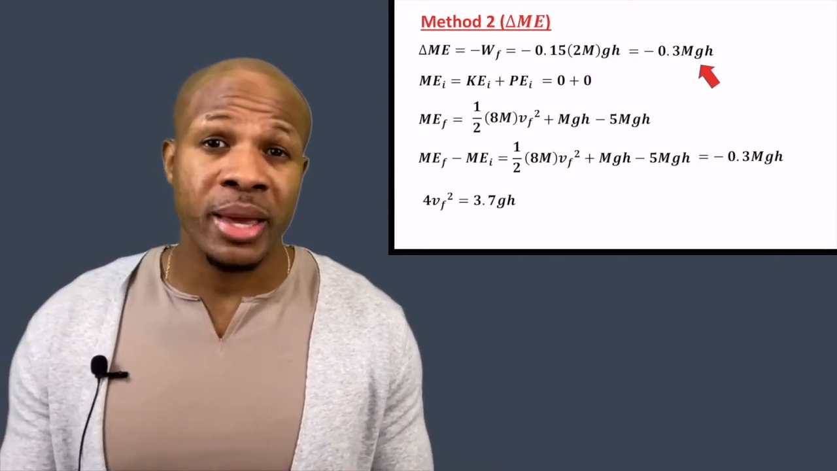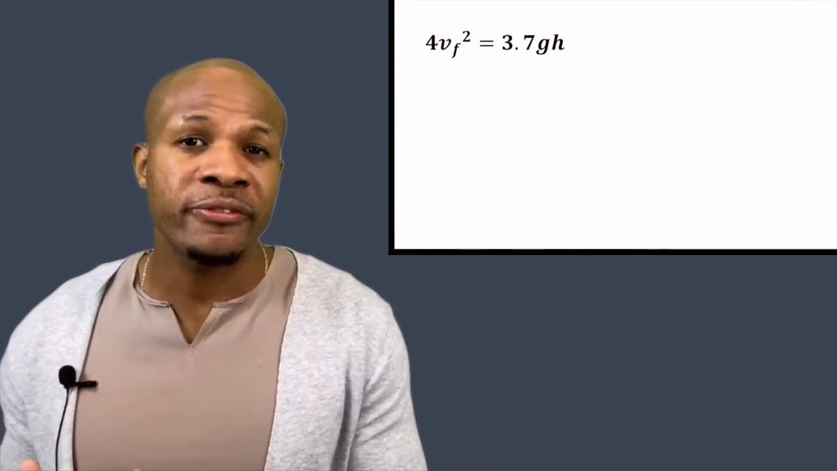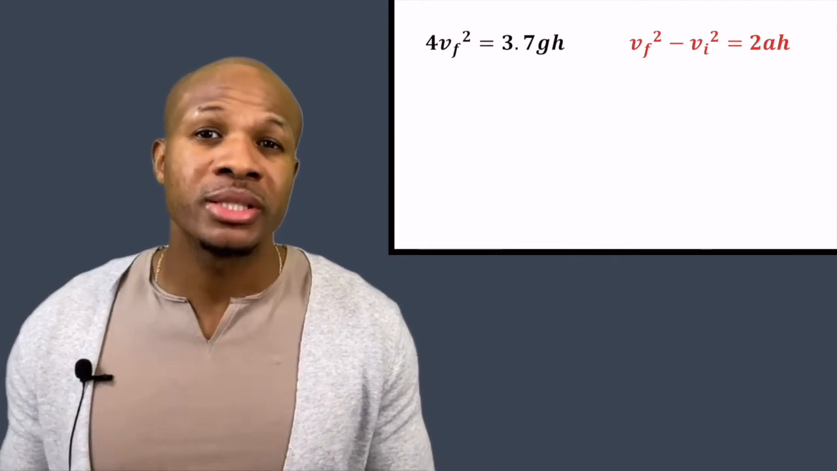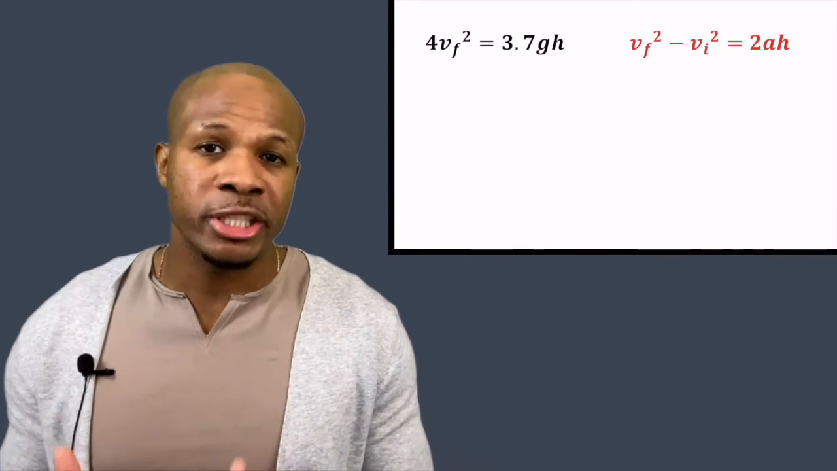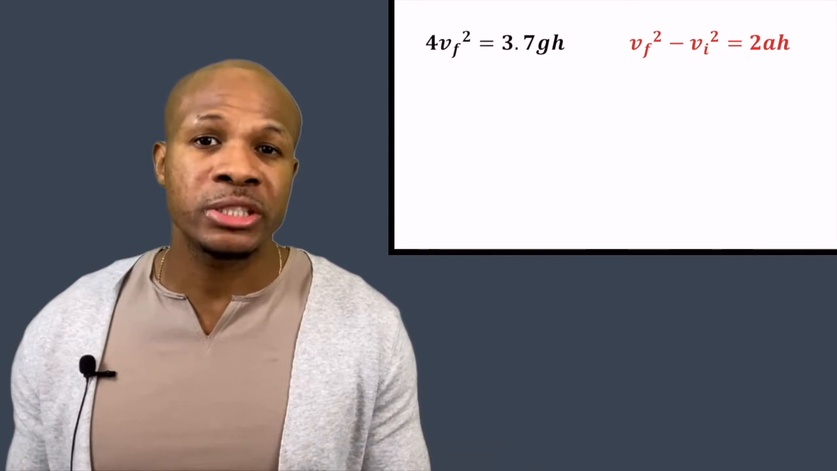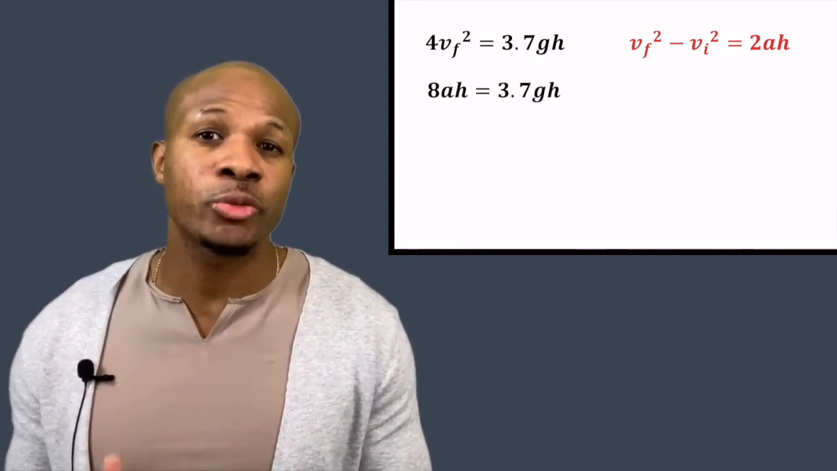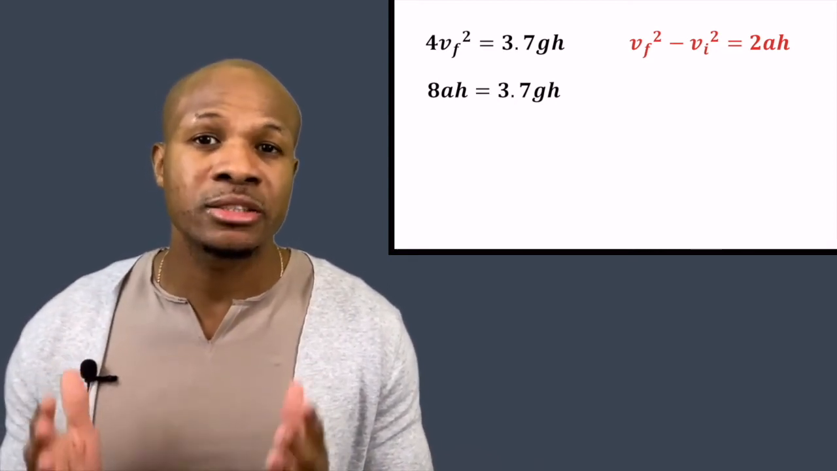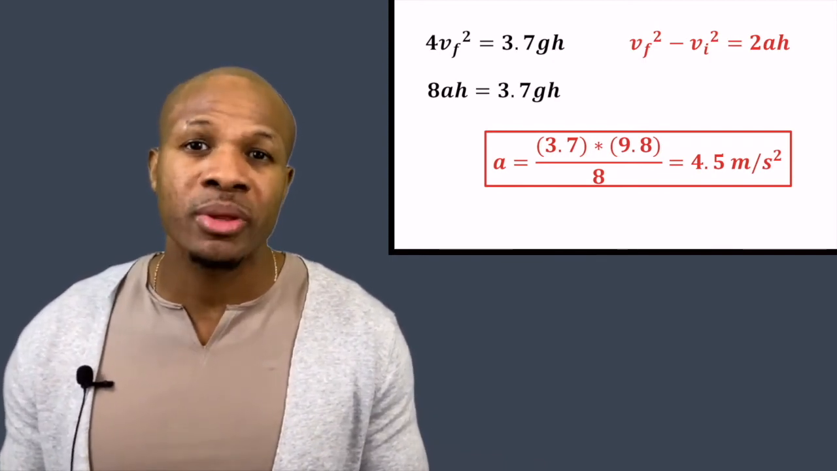You should know from your kinematics equation that if you have a system under constant acceleration, the square of the final speed minus the square of the initial speed is going to be equal to 2 times the acceleration times the distance the system moved. And we were already told that our initial speed was 0 because our system was released from rest, which means that our final v squared is going to be equal to 2ah. We get 8ah equals 3.7 gh. And now all we have to do is cancel out the h from both sides and solve for a. And when we do that, we get a equals 3.7 times g, which is 9.8, divided by 8.